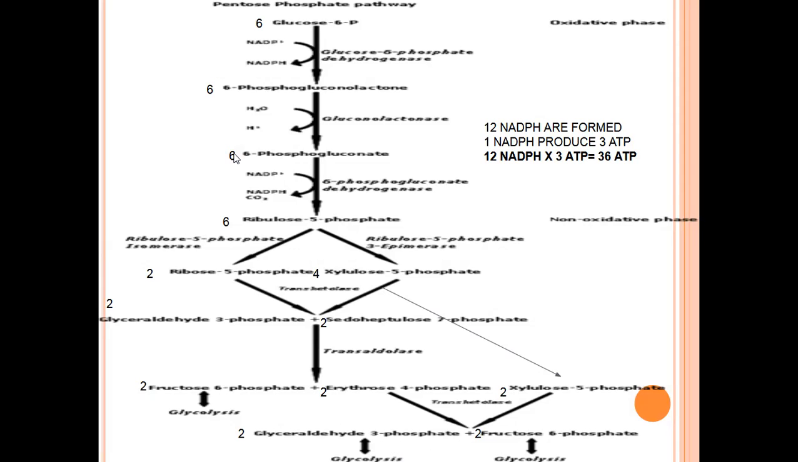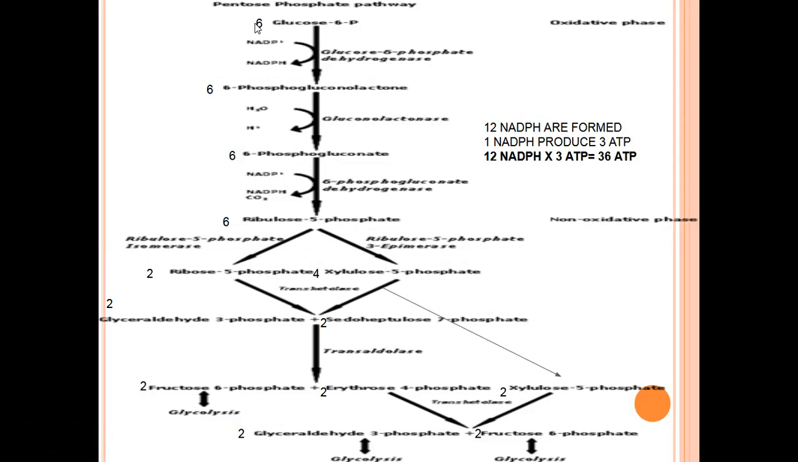During all these reactions, pentose sugar molecules are repeatedly formed: ribulose 5-phosphate, xylulose 5-phosphate, and ribose 5-phosphate. These sugar phosphates contain 5 carbon atoms, so they are also called pentose sugar molecules, hence the pentose phosphate pathway.